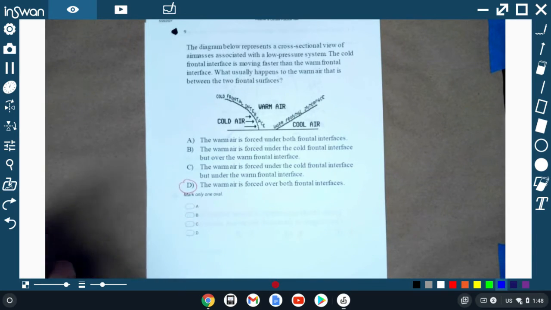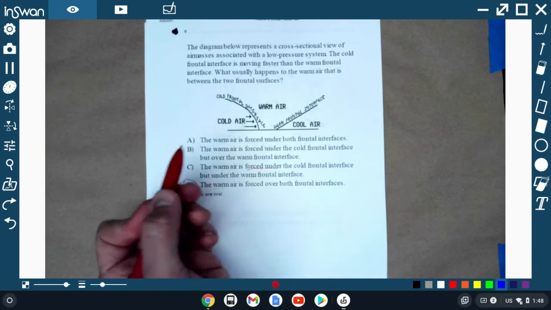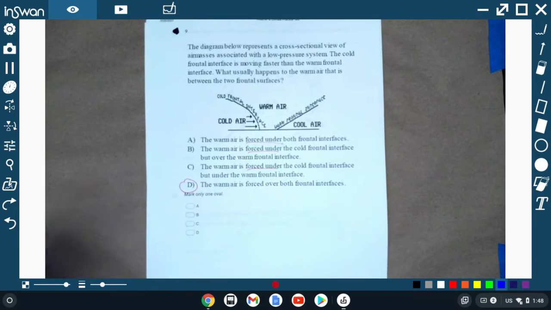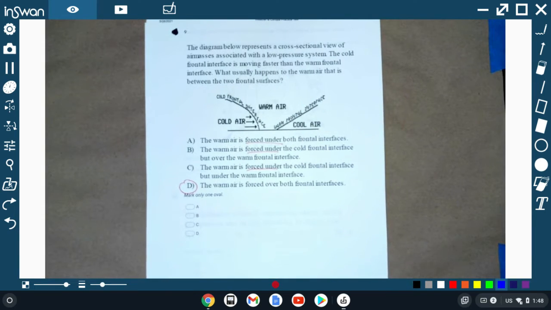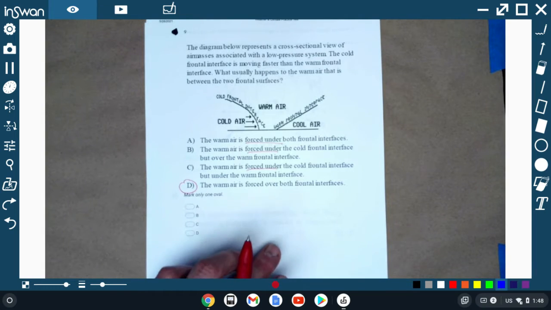So letter D. So the warm air is forced under, nope. Forced under, nope. So warm air never goes under cold air because warm air is less dense and cold air is more dense. So number 9 is letter D.